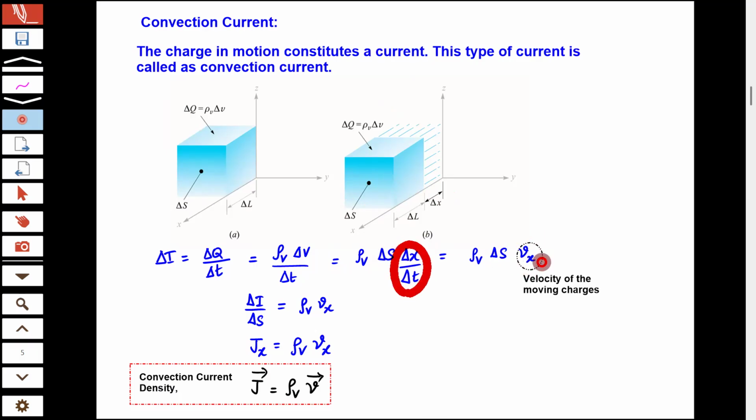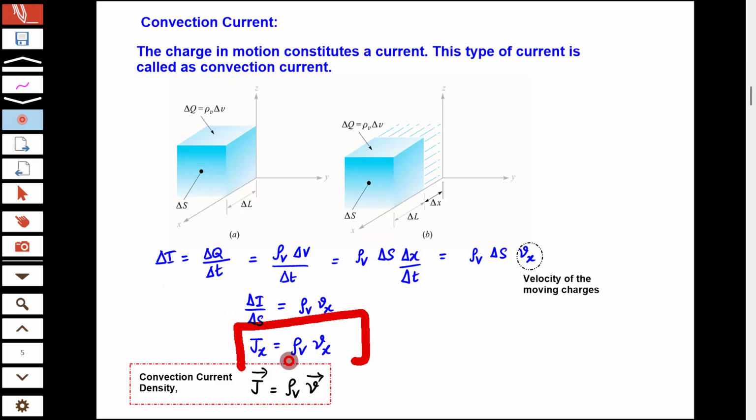So this del X by del T we are writing as V suffix X, because the velocity of the charges is in the direction of X. So we can write del I by del S as rho V into velocity Vx, where this del I by del S is nothing but the magnitude of the current density. Since the current is flowing in the X direction, we can write the J component in X direction. So J suffix X can be given as rho V into velocity, which is in the X direction.